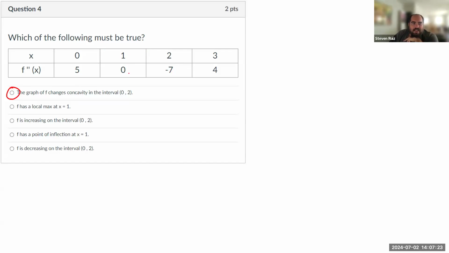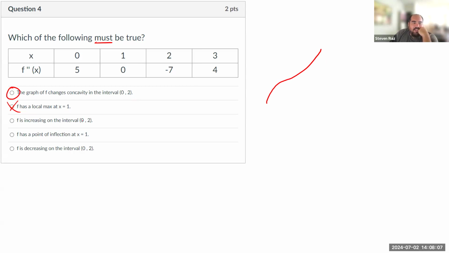F has a local max at x equals 1. That very well could be true, but I don't think, again, must. Actually, that might even be impossible, because the first derivative, I'm going to say that one might not be true. So the second derivative, like this could be an inflection point, but an inflection point could look like this. There's no max or min right there. So we don't know anything about the first derivative, so we can't say that's true.